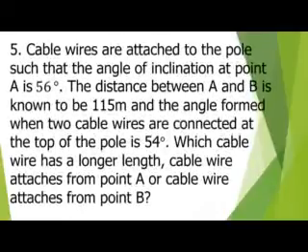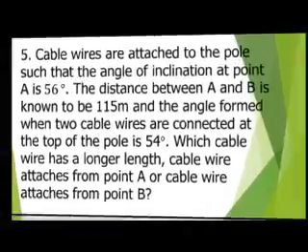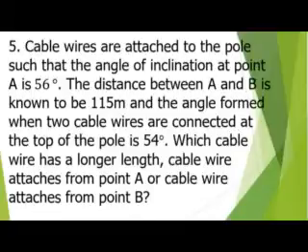Number 5. Cable wires are attached to the pole such that the angle of inclination at point A is 56 degrees. The distance between A and B is known to be 115 meters, and the angle formed when two cable wires are connected at the top of the pole is 54 degrees. Which cable wire has a longer length? Cable wire attached from point A or cable wire attached from point B?